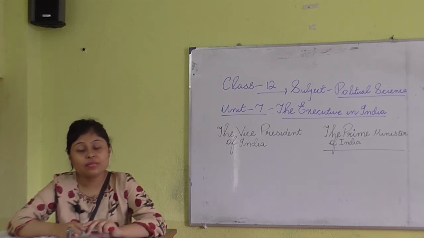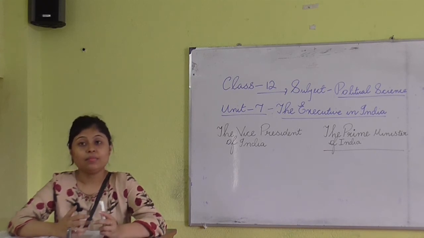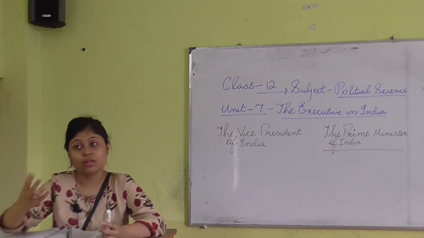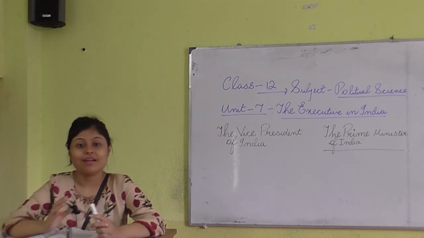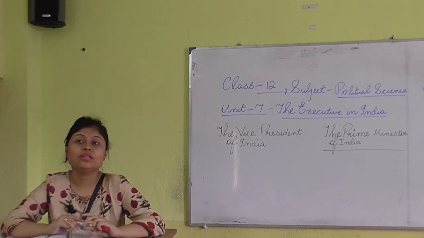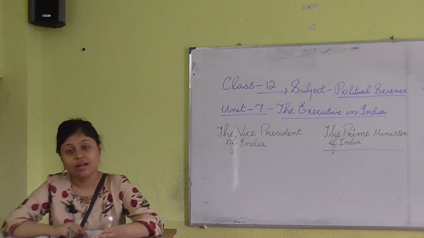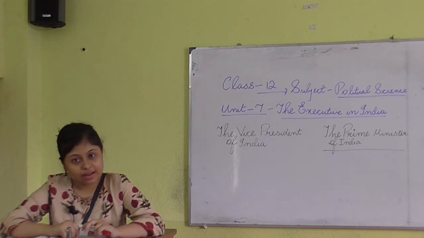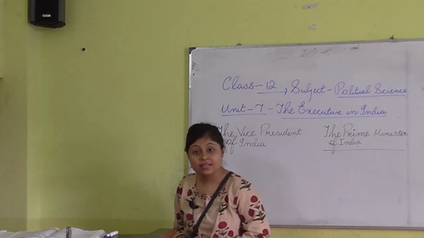Next, what does the Prime Minister do? According to Article 78, the Prime Minister also initiates the proposals for legislation and regulates the administration of the affairs of the Union. The Prime Minister may advise the President with respect to the appointment of the CAG, that is the Comptroller and Auditor General, the Attorney General of India, the members of the Finance Commission, and the members of the Union Public Service Commission.